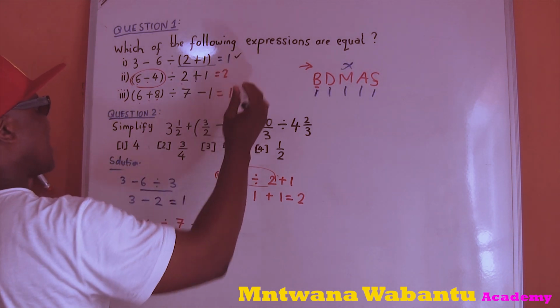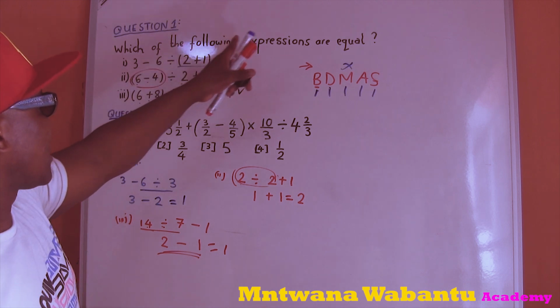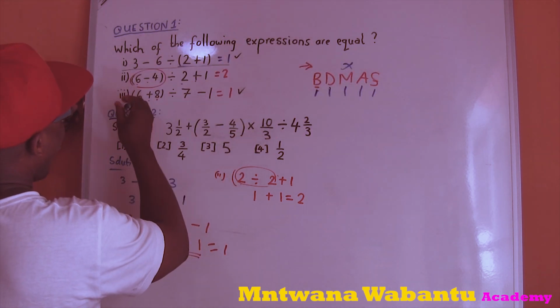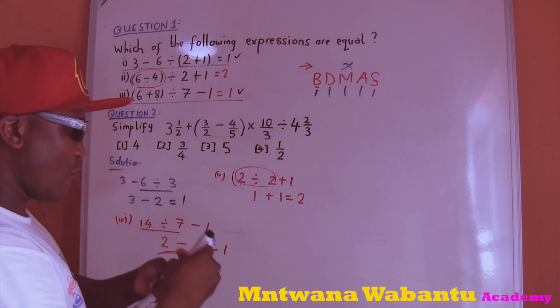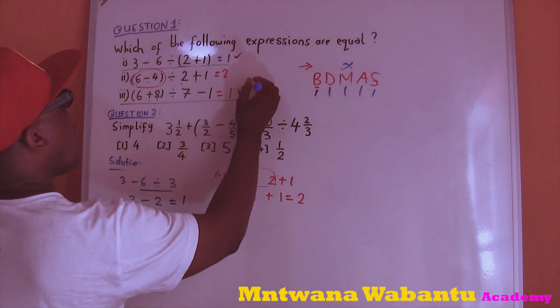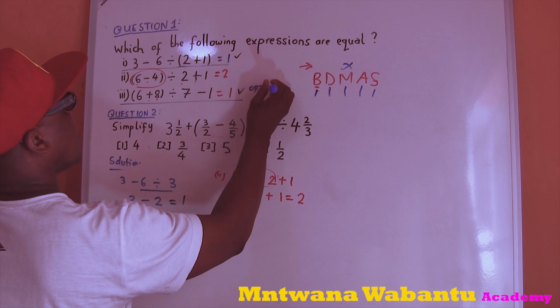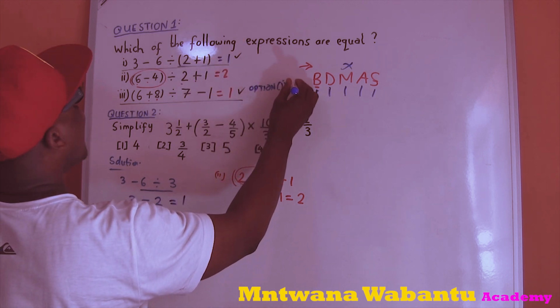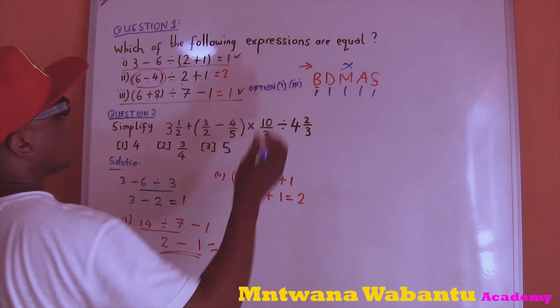option 1 and option 3, because they say which of the following expressions are equal. These and these are equal. So my answer is going to be option 1 and 3. You know what I'm saying?